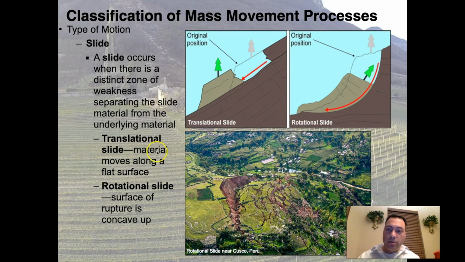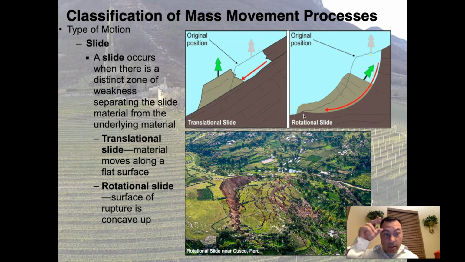Okay, so there's a translational slide. This means the material moves along a flat surface. So here's an example of a translational slide. It used to be attached here, and this is the original position, and now it's moved into this new position here. And so the tree doesn't even know it's moved in this case. The rock has moved, but the tree is just kind of going along with it. In a rotational slide, there's actually a curvature that happens here. And this is pretty common.